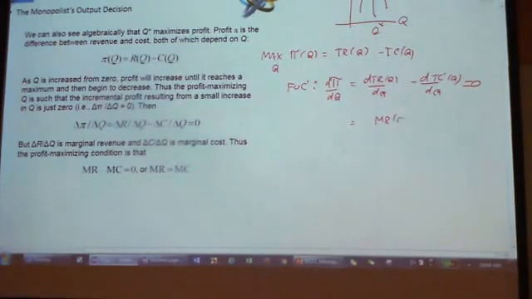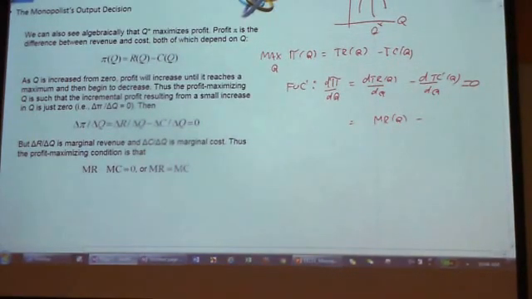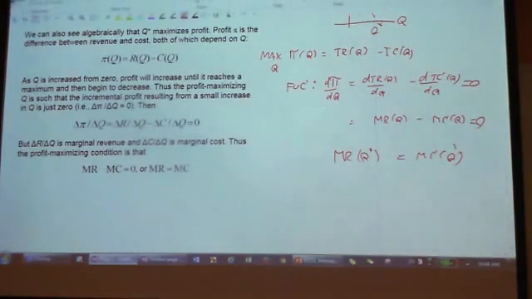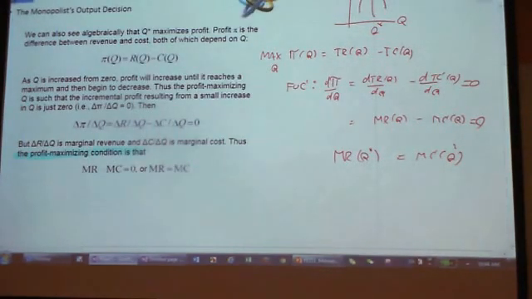dTR by dQ is MR, quite easy. dTC by dQ is MC, equal to 0. So you got this: MR equal to MC. This is a profit maximizing condition, which we state here. Highlight this. It's a profit maximizing condition.